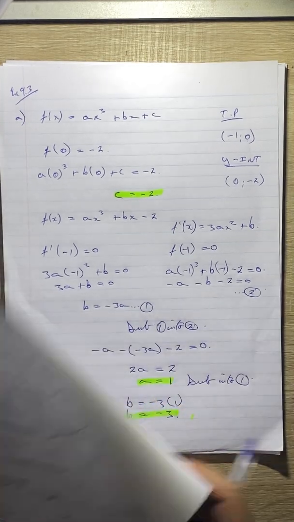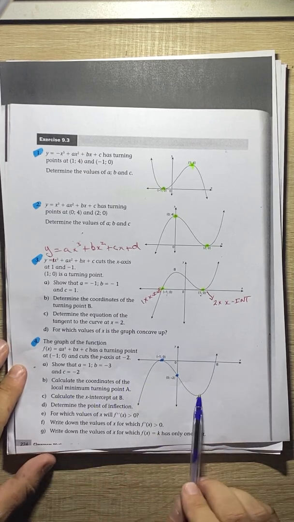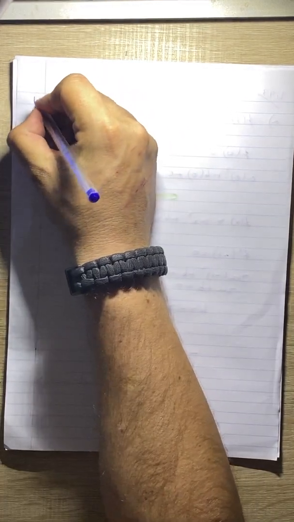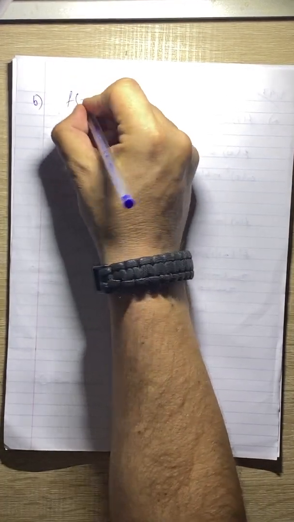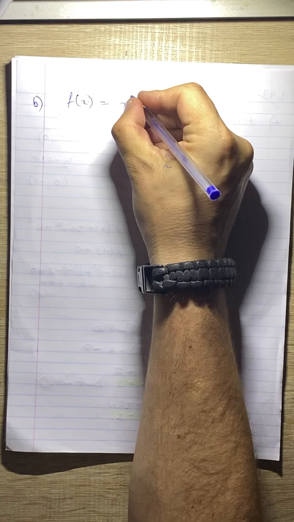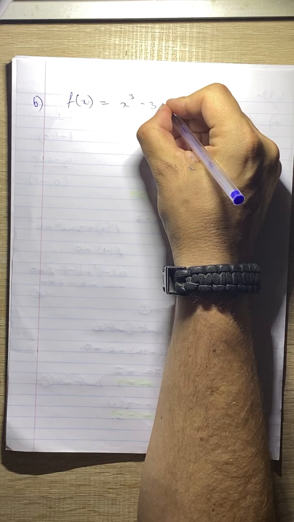So question B, they're saying calculate the coordinates of the local minimum turning point A. This one over here. Okay. So now that we've calculated A, B, and C, I can put it into that general formula. So f of x was equal to ax cubed, and our a is 1, so that's just going to be x cubed. Bx, and our b is minus 3, so that's minus 3x, and our c is minus 2. So that's our function there.